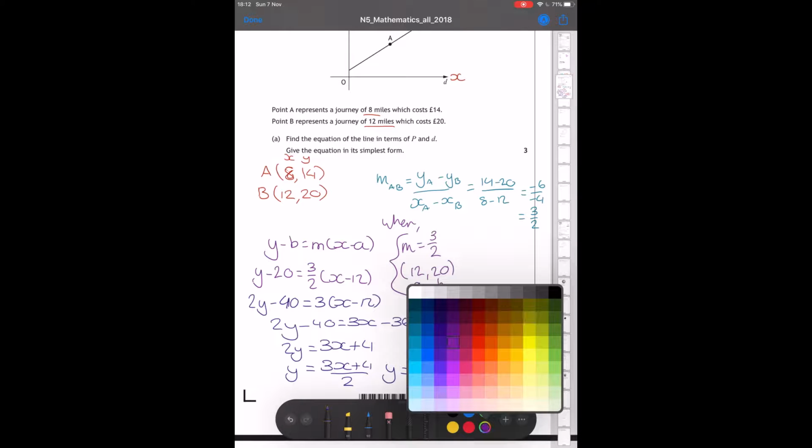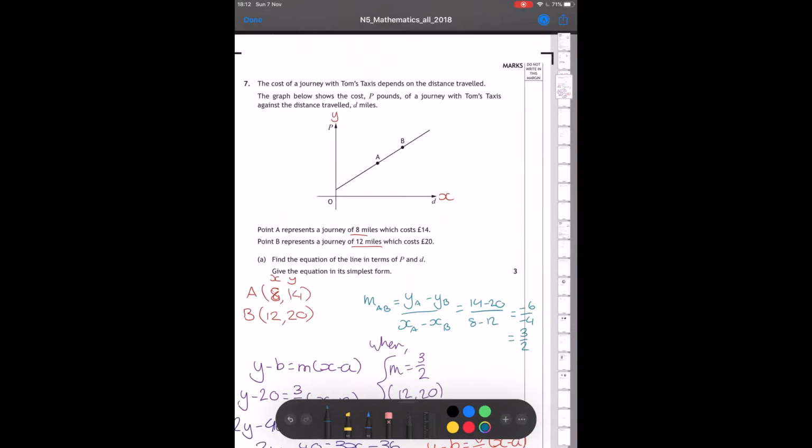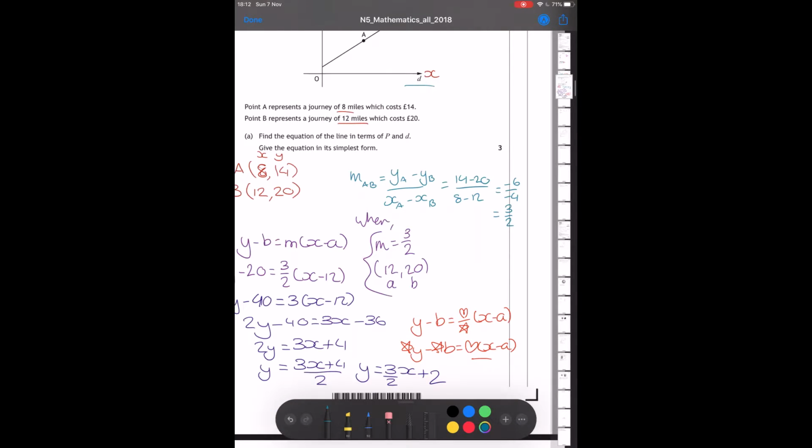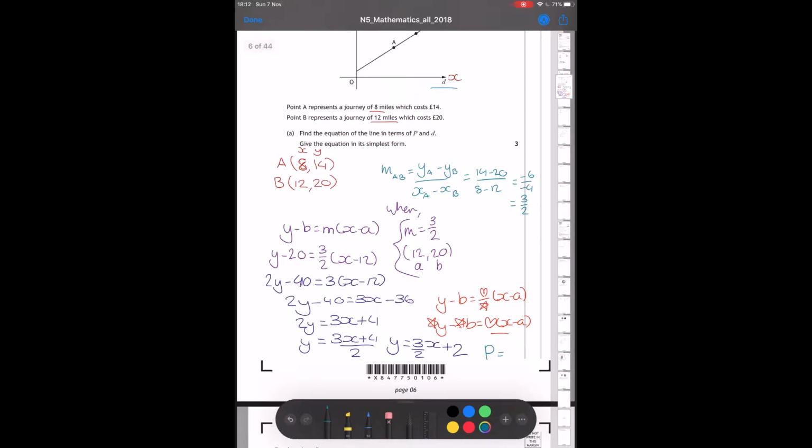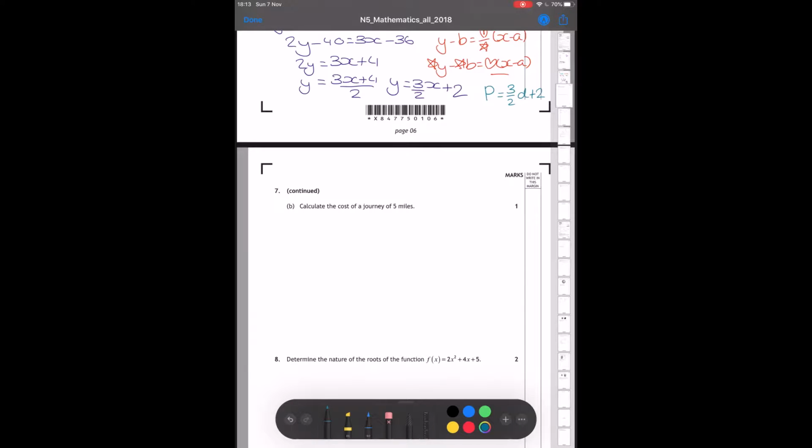However, we need to express it. We have no x's and y's in this question, we have p's and d's. So we need to change that. So we know that our y-axis is called p, so p is equal to 3 over 2 d plus 2. And that's your answer. So part B, calculate the cost of a journey of 5 miles.